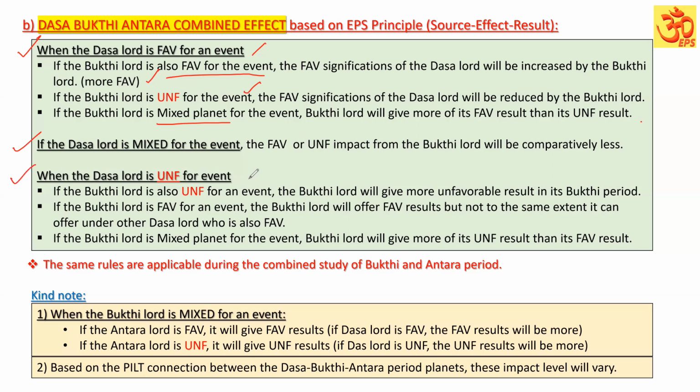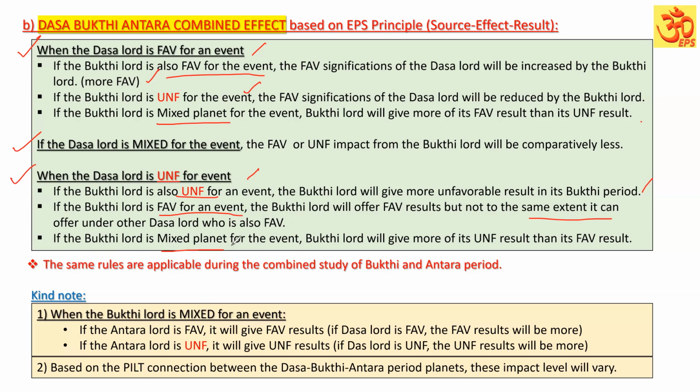When the Dasa Lord is unfavorable for the event, if the Bugdi Lord is also unfavorable, the Bugdi Lord will give more unfavorable results in its Bugdi period. If the Bugdi Lord is favorable for an event, it will offer favorable results because it has to give its favorable results, but not to the same extent it can offer under a favorable Dasa Lord. Since the Dasa Lord is unfavorable, the favorable Bugdi's favorable result is going to be comparatively lesser than when Dasa is favorable and Bugdi also favorable. I hope you are able to understand.